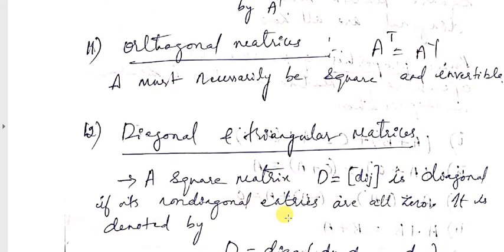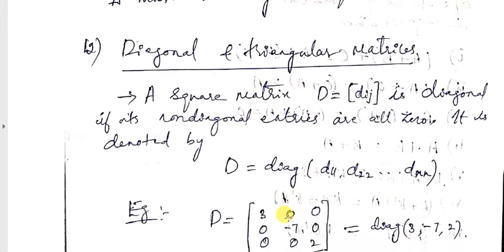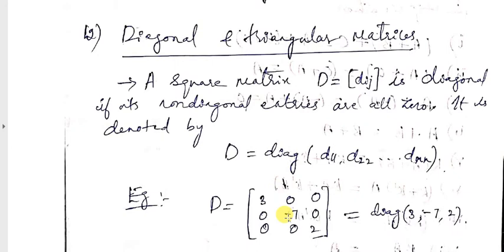Then the important type is the diagonal or the triangular matrices. So what do we mean by diagonal matrix? The diagonal matrix is denoted by capital D. A square matrix D equal to Dij is diagonal if its non-diagonal entries are all 0. It is denoted by D equal to diagonal of D11, D22 and so on Dmn. Non-diagonal entries means except the diagonal, all the entries will be equal to 0.